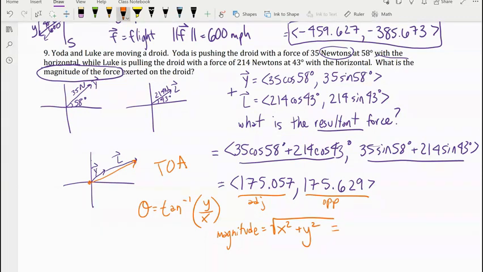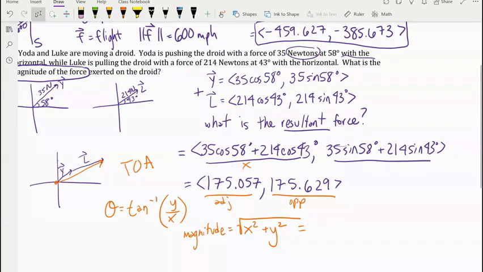So what I'm going to do is plug into my calculator the square root of my x, my resultant, my x squared. Oh, why am I rewriting this? I'm just plugging this into my calculator as my x, and I'm plugging this into my calculator as my y. Now, I already have them in my calculator.